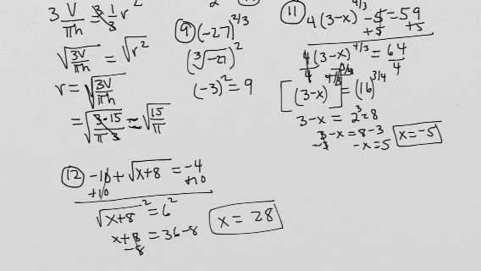So again, just a quick check, go back to the original problem, which means up here, before we crossed everything out, all this stuff right here. And so 28 plus 8 is 36. The square root of 36 is 6. 6 minus 10 is -4, so it checks.